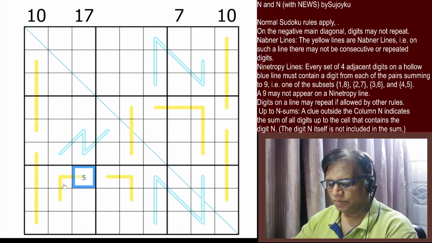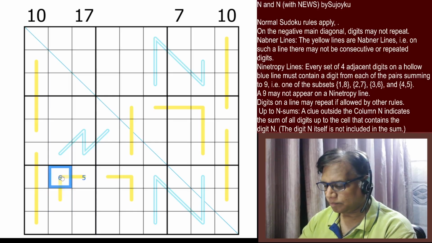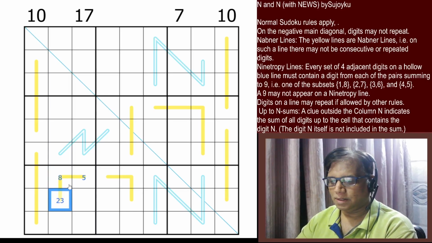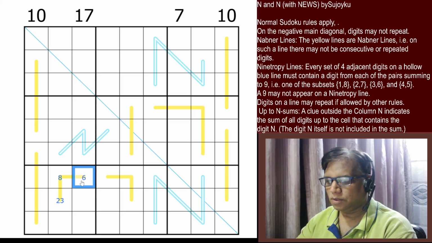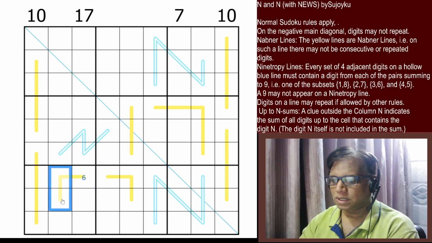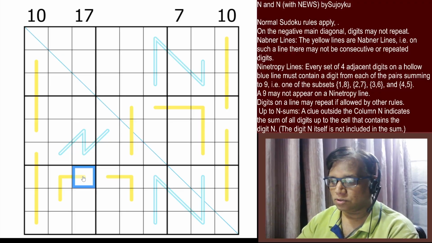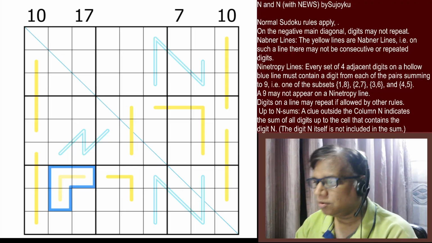If you have 6 here, you can have 8, you can have 2, you can have 3, any other digit, but you cannot have 5 or 7 because those are neighboring to 6. Then there would be consecutive digits on the Nabner line. You should not have consecutive digits on a Nabner line.